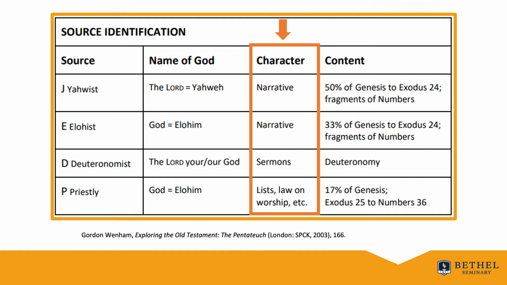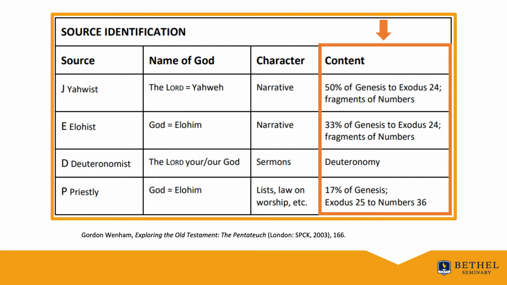Sermons are a distinct feature in D source. Then lists, days, religious issues, laws on worship, etc. appear in P source. Thirdly, as far as the content is concerned, 50% of Genesis to Exodus 24 and fragments of Numbers belong to J source.